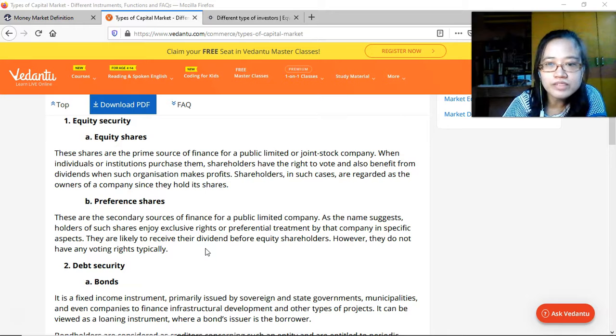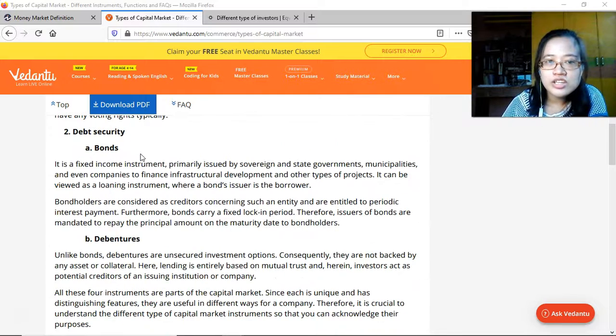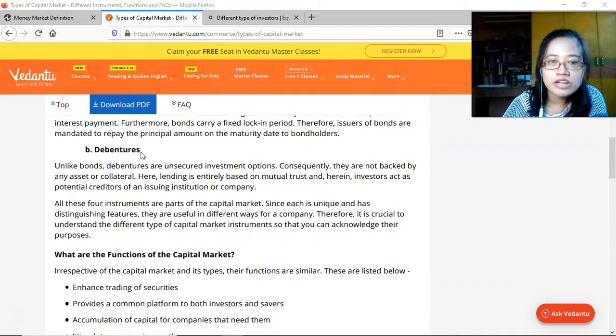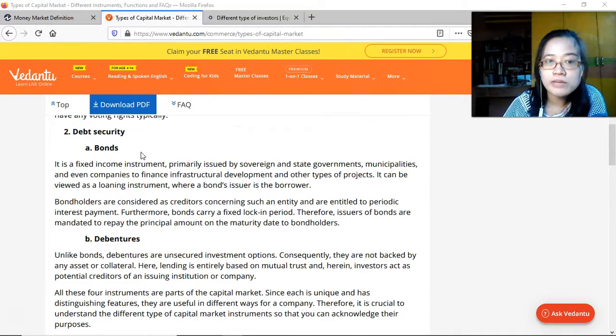Okay? Ito nga, they are likely to receive their dividend before equity shareholders. However, they do not have any voting rights, typically. Okay? Yung voting rights, normally meron sa equity shares. Hindi na siya normally. Kumbaga, ito talaga yung may voting rights. Yung preference shares, pwedeng meron, pwedeng wala. Okay? Debt security. So, sa debt security, meron tayong dalawa rin. Bonds and debentures. Yung bonds, fixed income instrument siya.